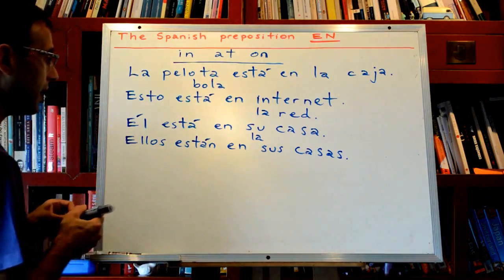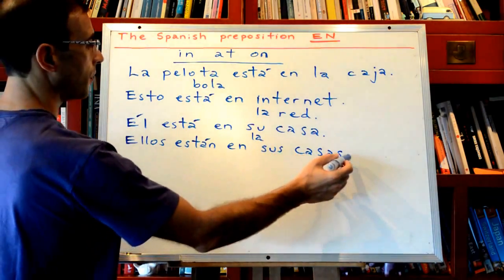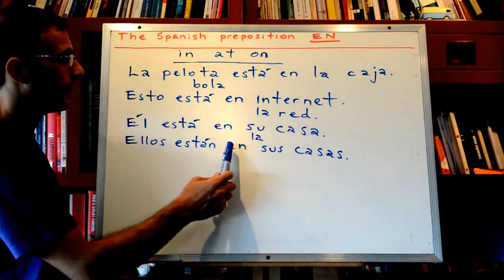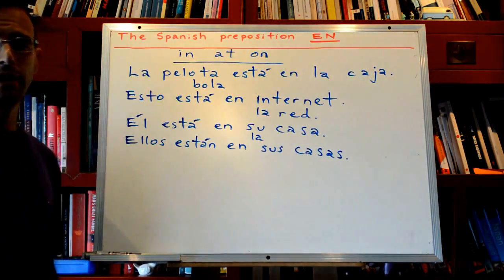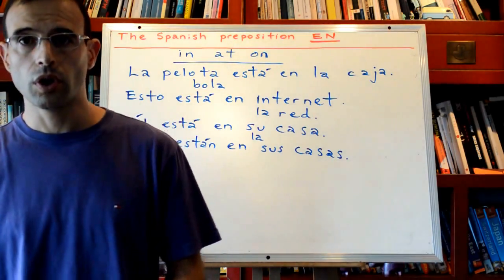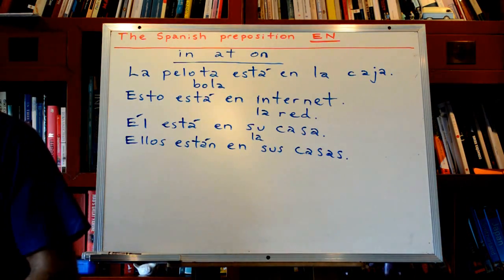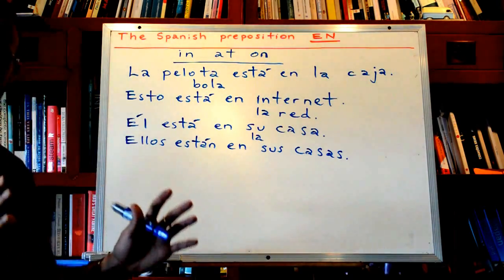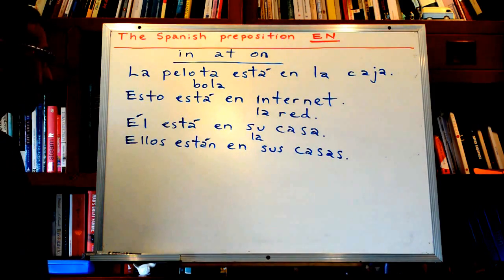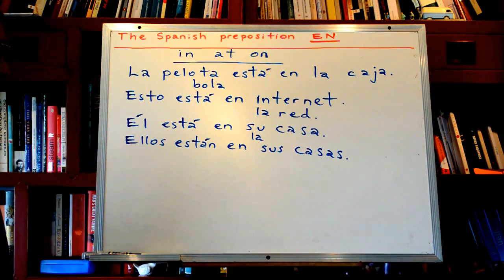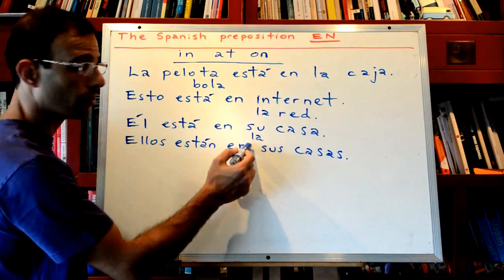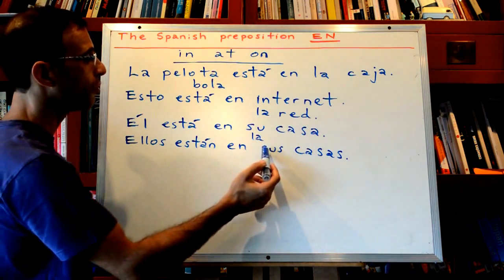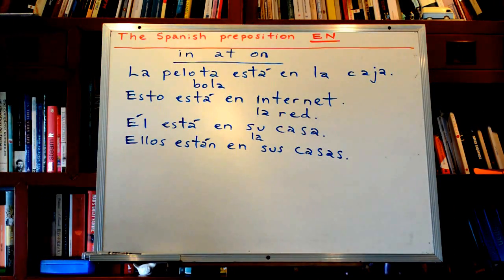They are in their houses. They are in their houses or they are at their homes. Okay? So this can either be they are at their homes or they are in their houses. Okay? Since in Spanish we only have this single preposition, it has all those variations in the meaning. Okay? Ellos están en sus casas. Sus, of course, is the plural for su. Su casa is singular, sus casas is plural.